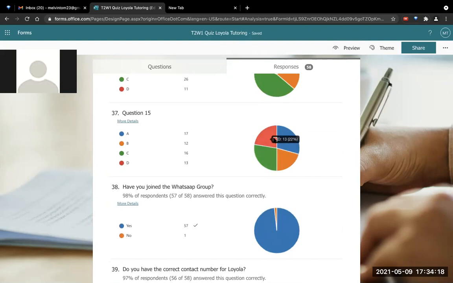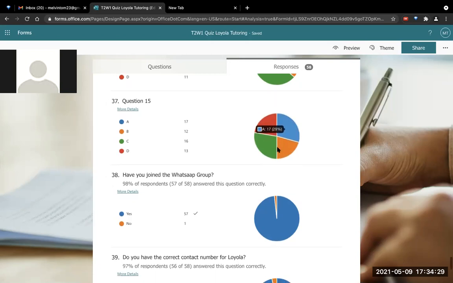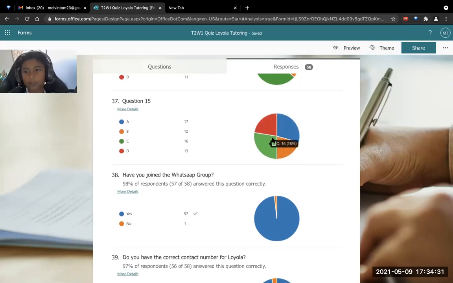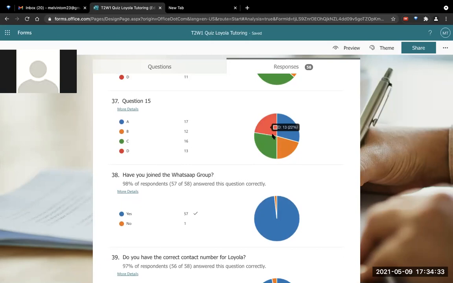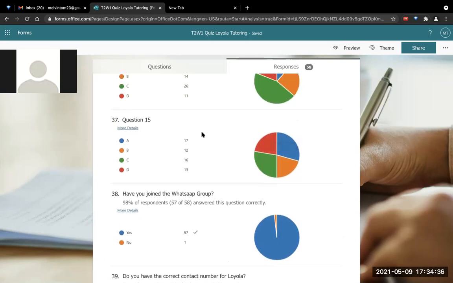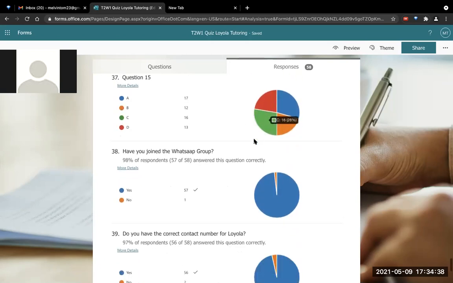Question number 15. This tells me everyone guessed this question. It was perfectly 25% each. So that tells me you guys guessed this question, and we need to go through that question. Do you guys understand which option was correct for question 15? No idea. It's the last question, so I'll have to double check. But again, I think there's a few issues with the numbering, so we're going to fix that up.